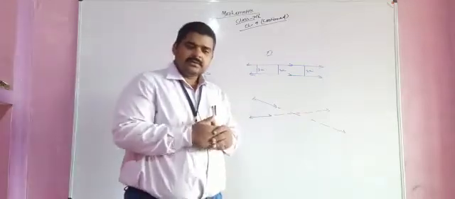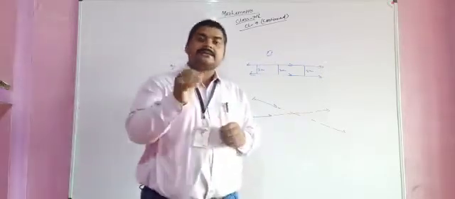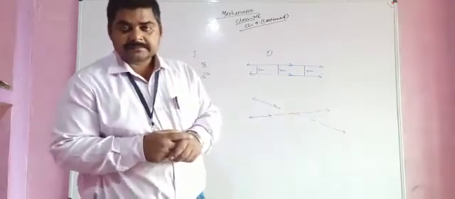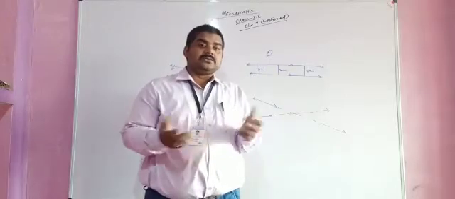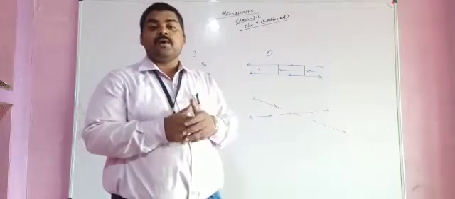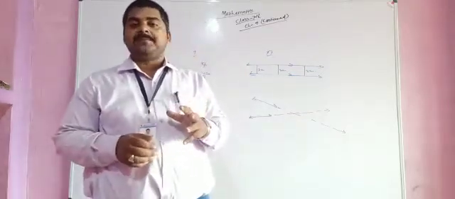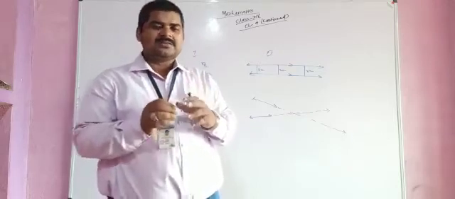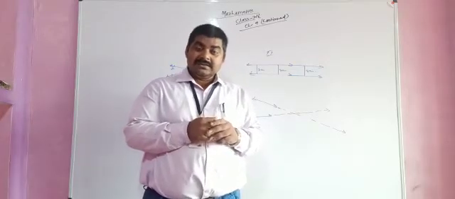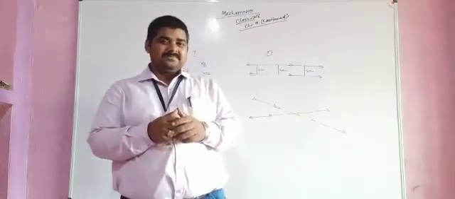Did you understand? Revise again with me. What are parallel lines? Two lines are said to be parallel if they do not intersect at any point. Intersecting lines are those where two lines intersect at a point. Second definition: two lines are said to be parallel if they do not have a common point. Intersecting lines are those which have a common point.